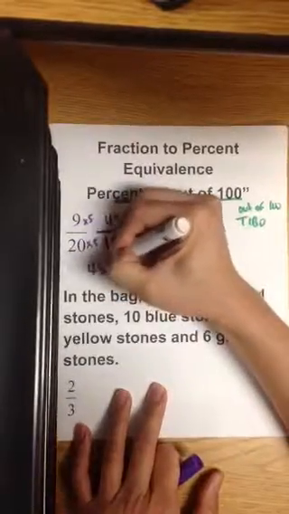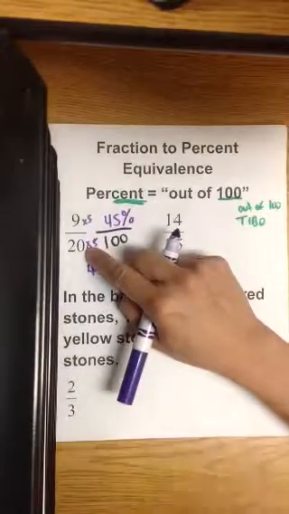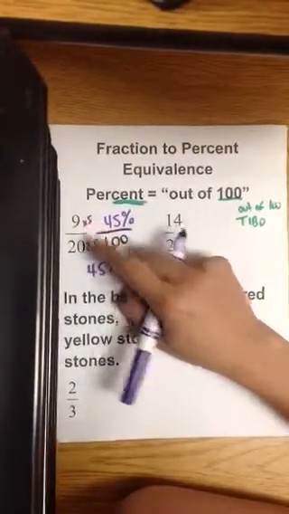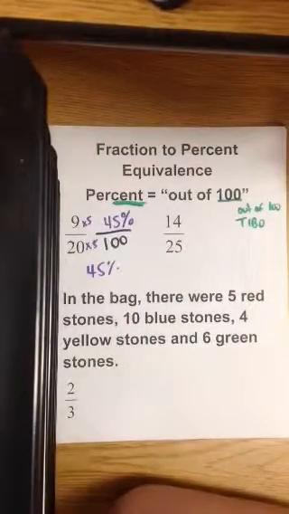45%. So for example, if you were shooting baskets, a basketball, and you shot it for 20 times and you made 9 of them, your shooting percent is 45%, which is a little less than half.